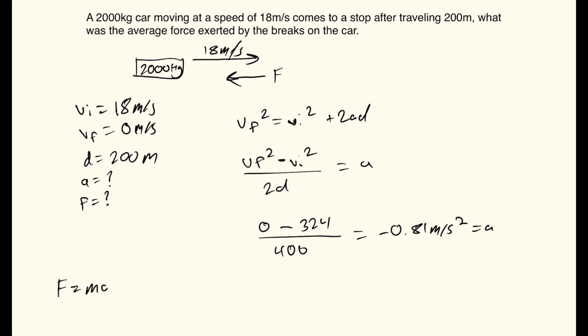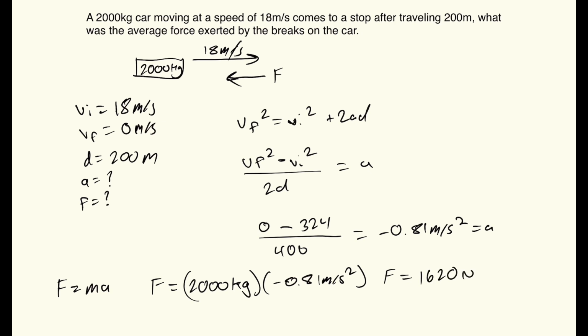Force is equal to mass times acceleration. Force is equal to 2,000 kilograms times negative 0.81 meters per second squared. Force is equal to 1620 newtons. So the braking force is negative 1620 newtons, which indicates the direction is opposite the way the car was going.